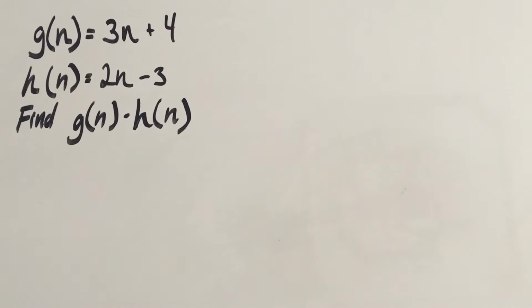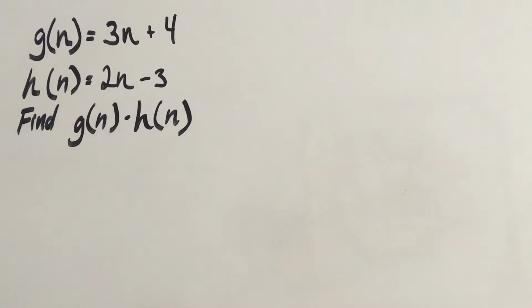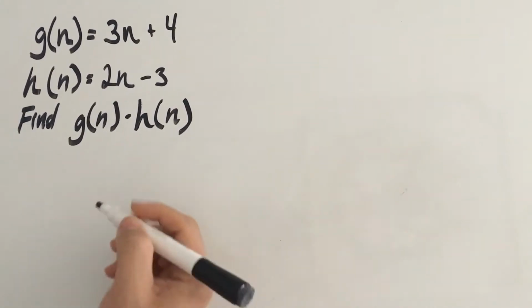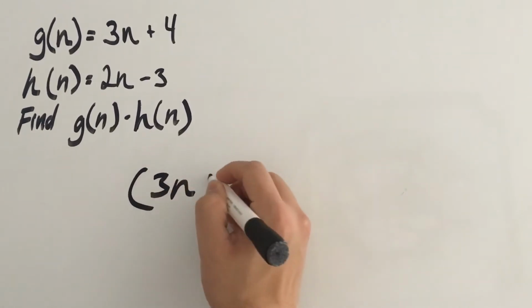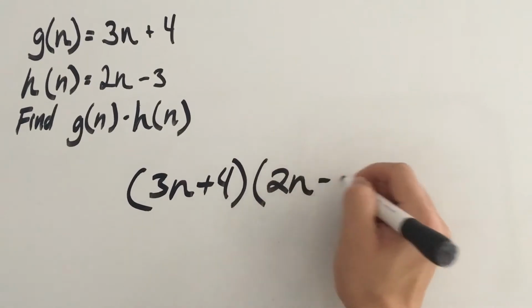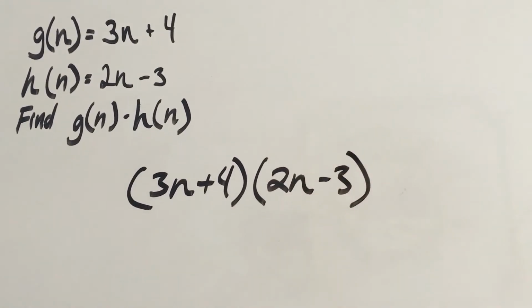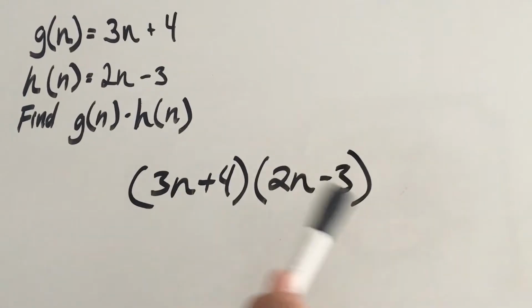Alright, now for this multiplication one, we have two functions here, g of n, h of n, and we're going to multiply them. Now the way you set it up is still pretty similar to addition subtraction. I'm just going to write 3n plus 4, parentheses, next to it, 2n minus 3. Now, what you can do here, you could FOIL, or you're basically just distributing twice, right?